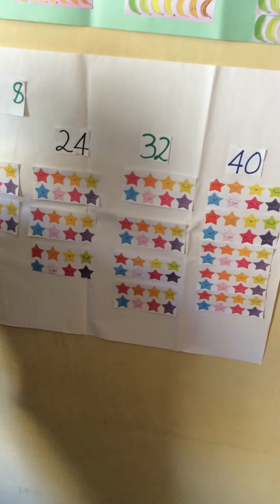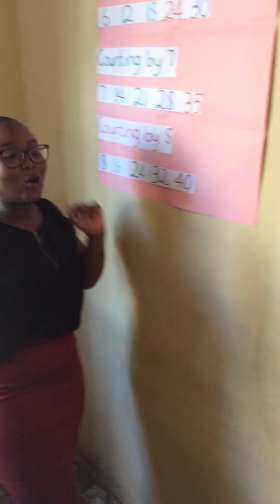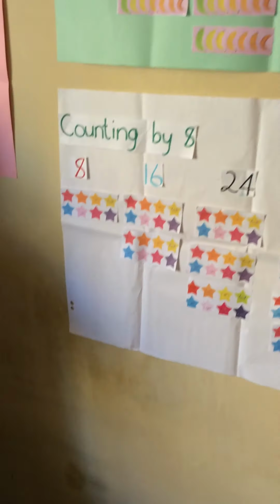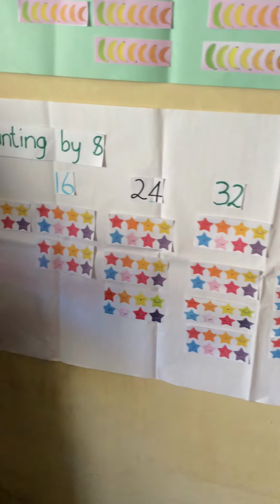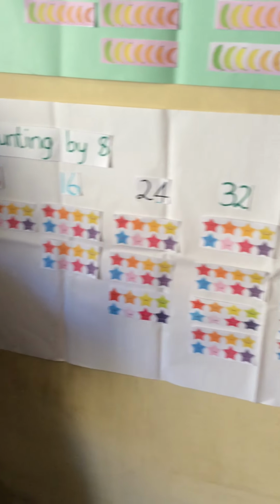Thursday, you're getting 32 stars. And on Friday, you're getting 40 stars for being a good girl or a good boy. So let's count together how many stars you got each and every day. Monday, 8, 16, 24, 32, 40.